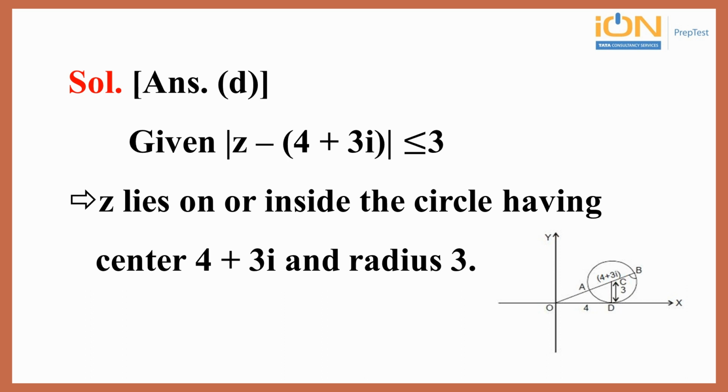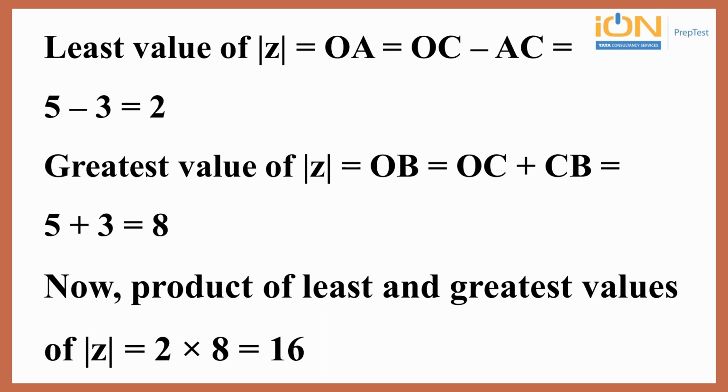So what we want is OA into OB, but OA is nothing but OC minus AC, and that is 5 minus 3, that's 2. Greatest value of mod Z will be OB, and that is equal to OC plus CB, that is 8. Now the product of least and greatest values, as we can see, is 2 into 8. We know that mod Z represents the distance from origin to the complex number Z. So when we wanted the product of the least and greatest values, it was 2 into 8. So the answer is 16.